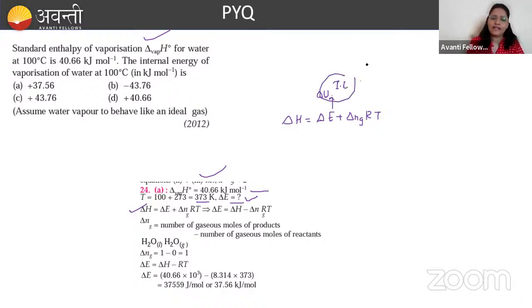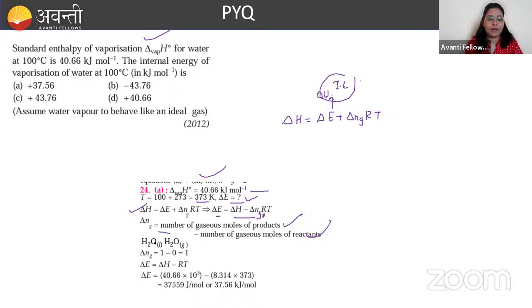ये same ही है, internal energy हम उसको कहते हैं. ठीक है, but we need to calculate delta E. So I have rearranged this equation in terms of this. So delta ng RT. So what is delta ng? I have told you that it is the number of gaseous moles of product minus reactant.